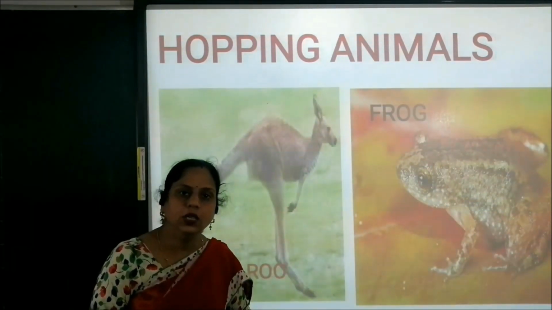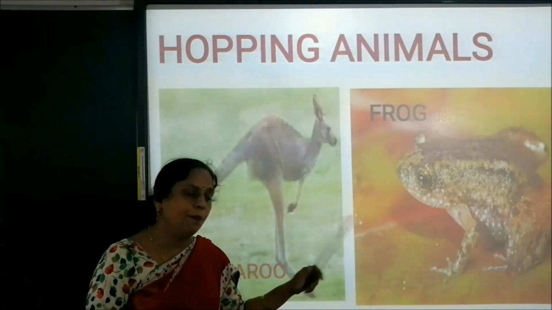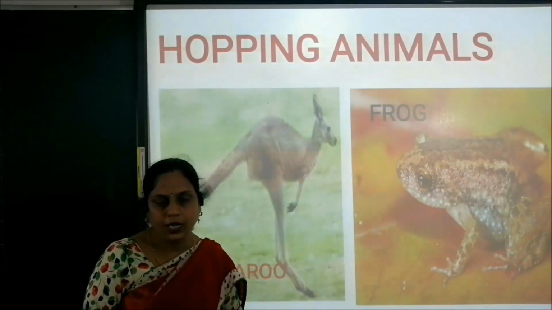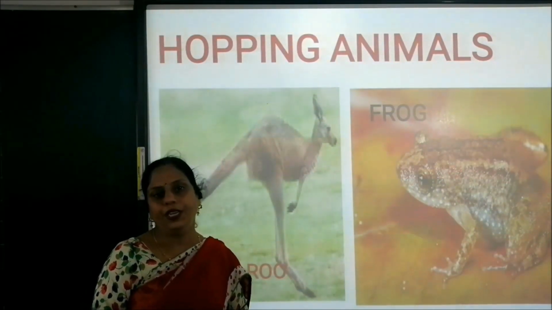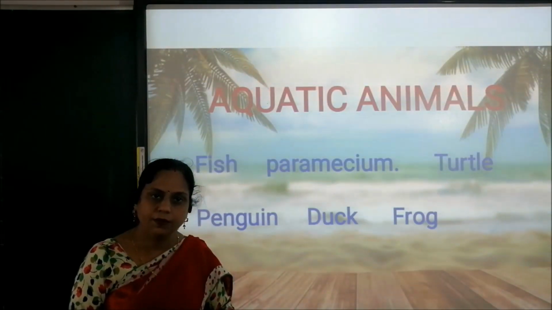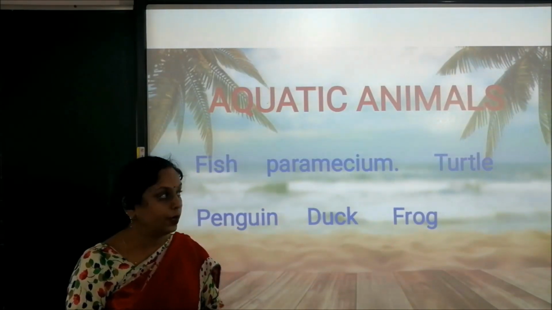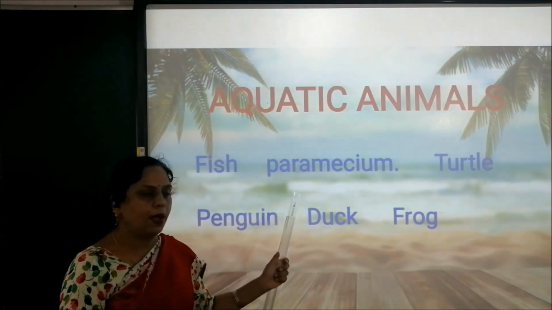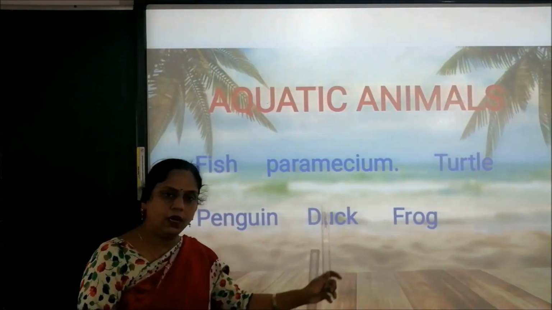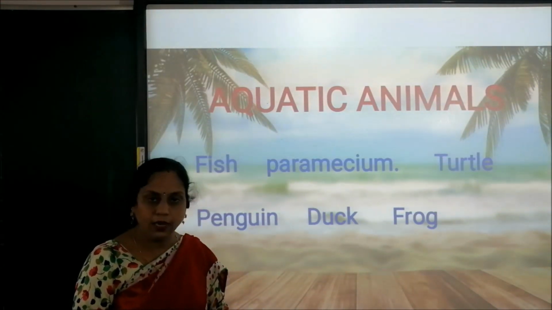The frog uses long and strong back legs for jumping on the land. But when it is in water, it uses its webbed feet to move. Aquatic animals means those animals which live in water, for example, fish, paramecium, turtle, penguin, duck, frog. Now we will study the movements in these animals.